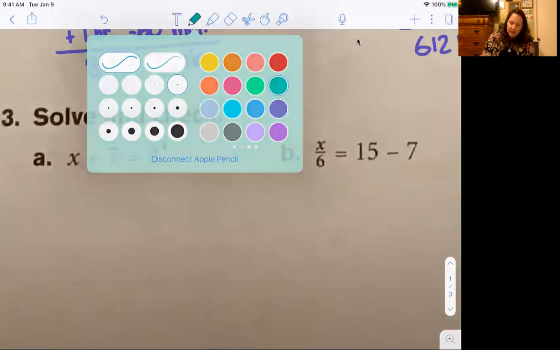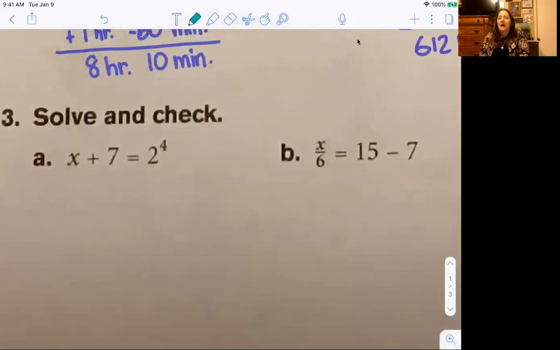Okay, we have one more little section to do today, and then I'll give you your assignment for today. And we are doing our algebra. And you guys are getting so good at algebra. You're becoming my little algebra stars. So let's work these out.